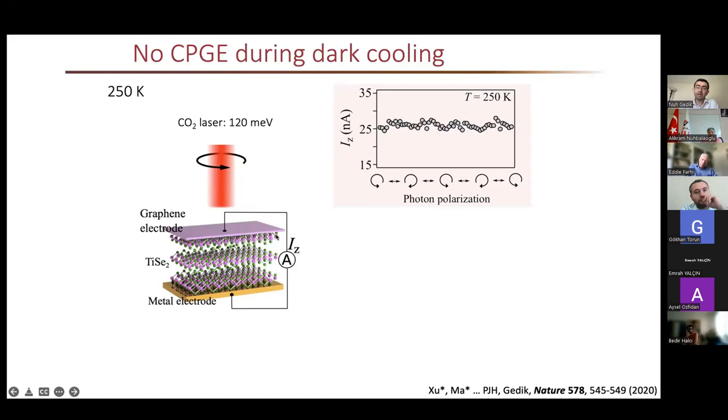There's the thermal effect where you are heating one of these electrodes more than the other one. There's a temperature gradient that actually leads to a voltage gradient, and there's a current flowing, but that current doesn't depend on helicity. Right, so you can just subtract it as a background.